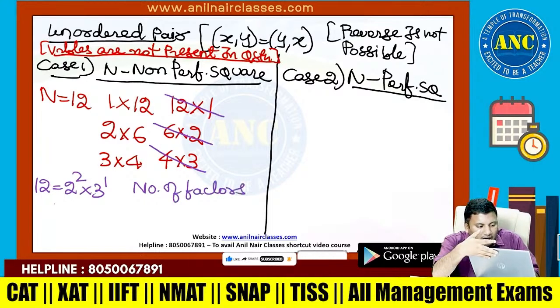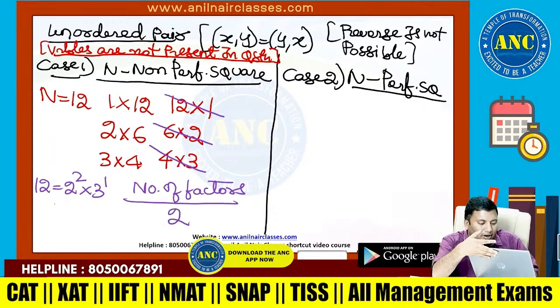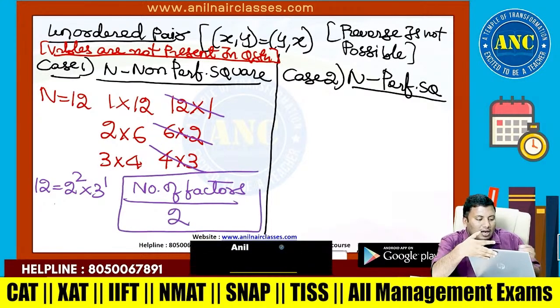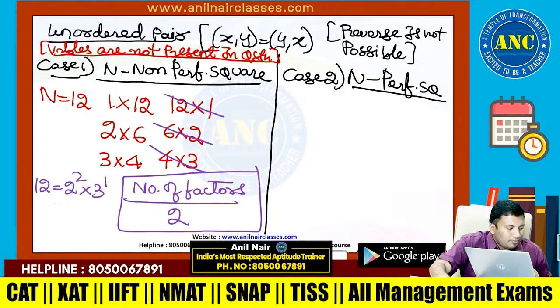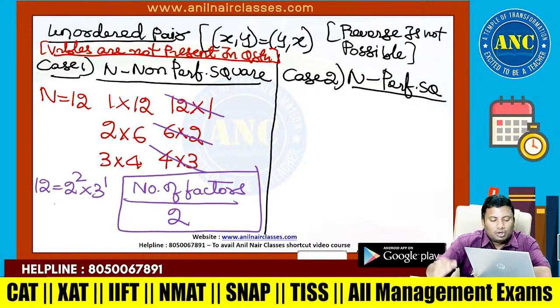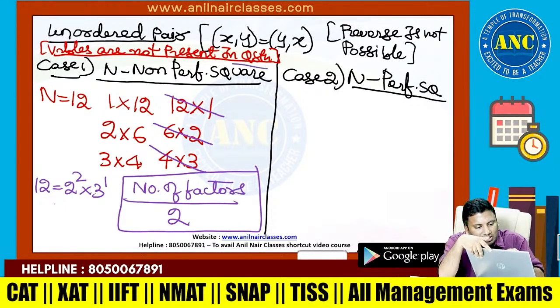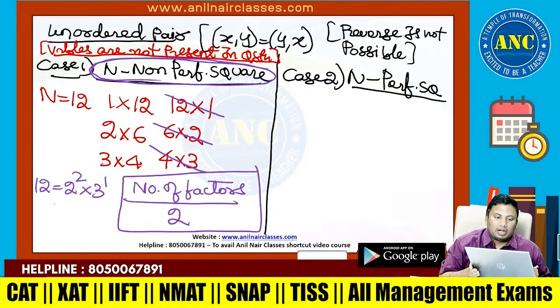So in an unordered pair, if a number is a non-perfect square, what will be the answer? Number of factors by 2. 12 is 1 into 12, 2 into 6, 3 into 4; the reverses 4 into 3, 6 into 2, 12 into 1 are eliminated. Half of them are eliminated, so the answer is number of factors by 2. When it is a non-perfect square, this concept is used.